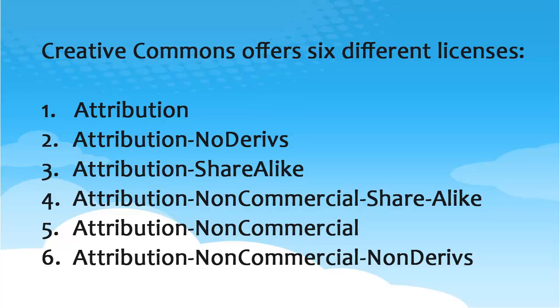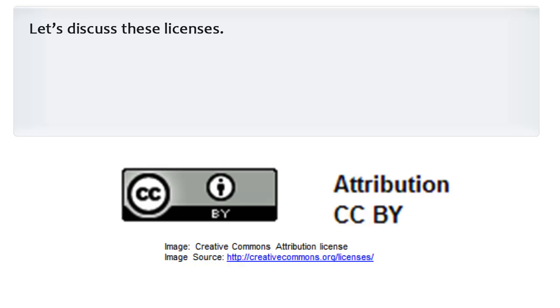1. Attribution. 2. Attribution, no derivs. 3. Attribution, share-alike. 4. Attribution, non-commercial, share-alike. 5. Attribution, non-commercial. And 6. Attribution, non-commercial, non-derivs. Let's discuss these licenses.